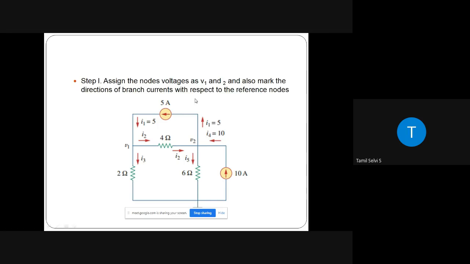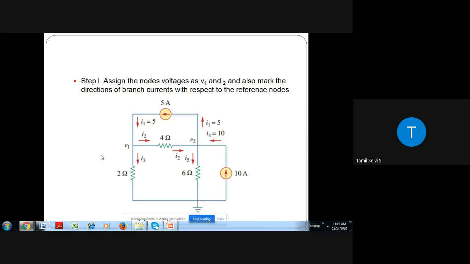Assign the node voltages as V1 and V2 and also mark the direction of branch currents with respect to your reference node. So first you have to assign the nodes. In this case, your nodes are V1 and V2, two nodes, and this node will be considered as the reference node here, right? And the two nodes V1 and V2 given will be labeled as V1 and V2. And also, in the question itself they have already given the branch currents with respect to the reference node, right?